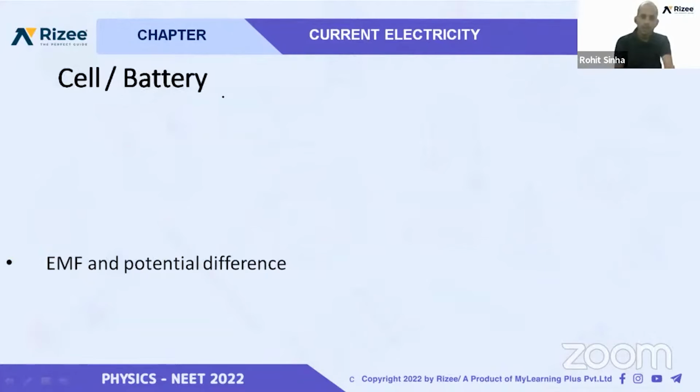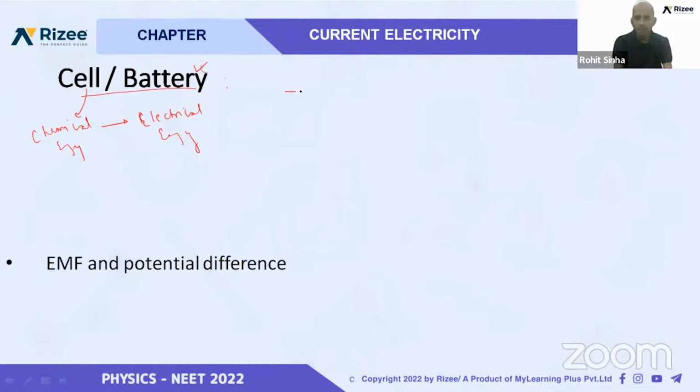Now let me discuss here about cell and battery. Okay, what is a cell and what is a battery? A cell is simply a device which converts chemical energy into electrical energy. You can say it like this: chemical energy to electrical energy.